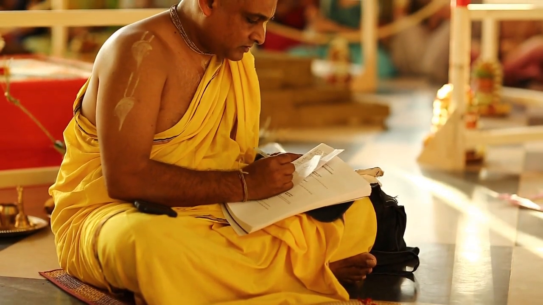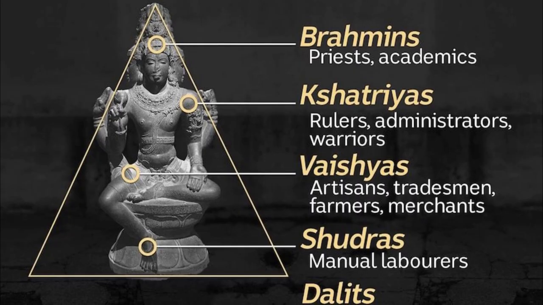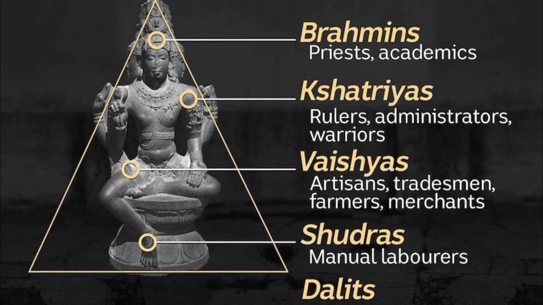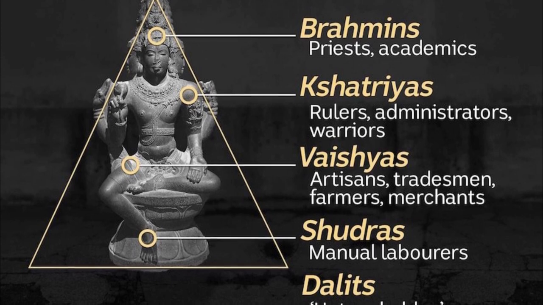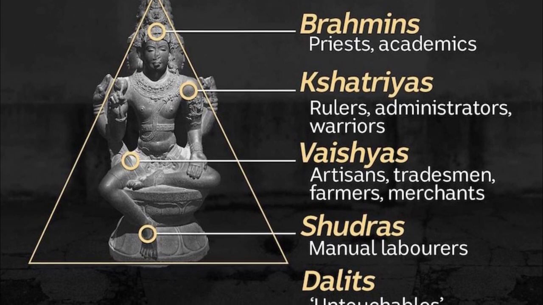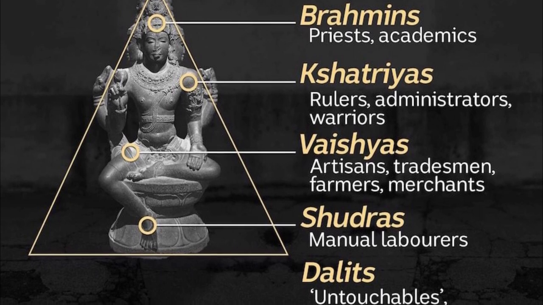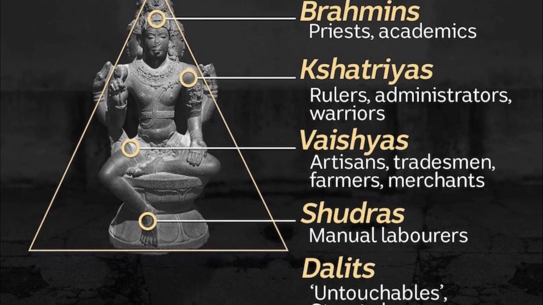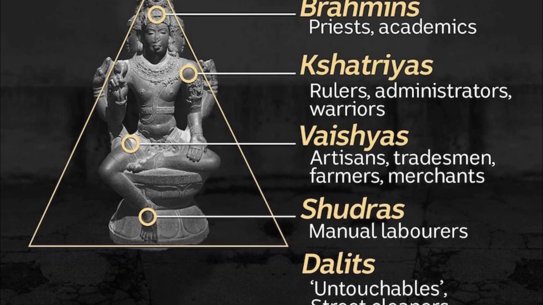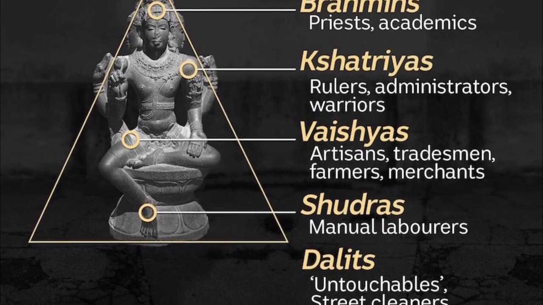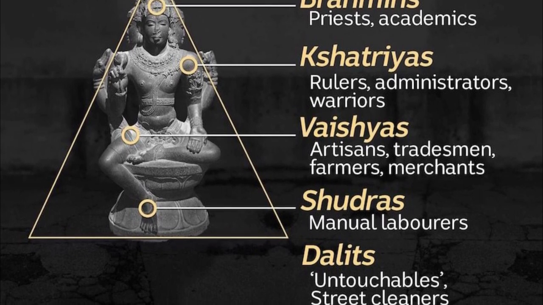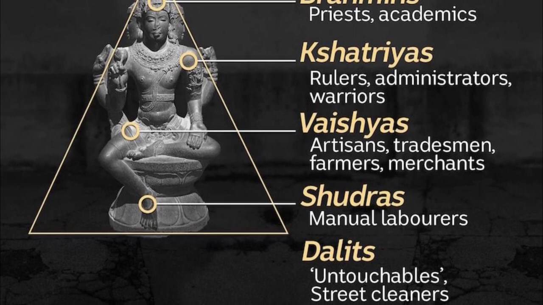Verses 11 through 12 read, When they divided Purusha, how many portions did they make? What do they call his mouth? His arms? What do they call his thighs and feet? The Brahmin was his mouth. Of both his arms was the Rajanya made. His thighs became Vaishya. From his feet, the Shudra was produced.